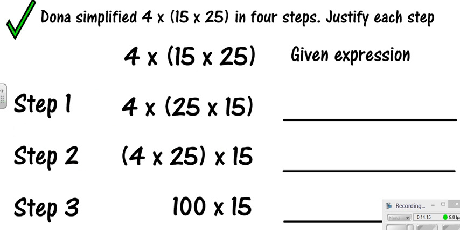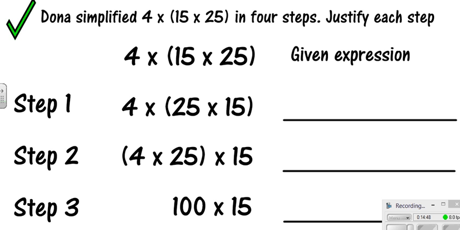What? We can use this idea to help us with what I'm going to call a basis for a proof. Can I prove this statement? Prove why I get from step 1 to step 2 to step 3 to step 4, step 5, and whatnot. And I can look at all these different ideas. So if Donna simplified 4 times 15 times 25, with those parentheses between the 15 and 25, in 4 steps. Wait, she took 4 steps to do that? Justify each step. All right?